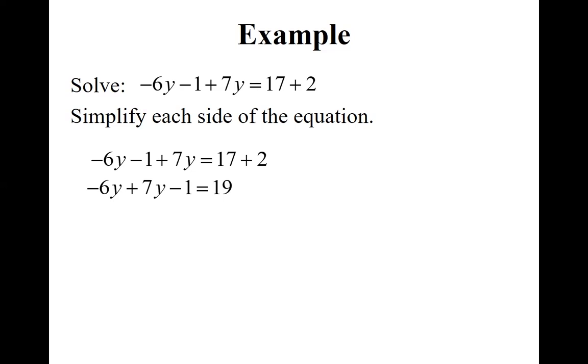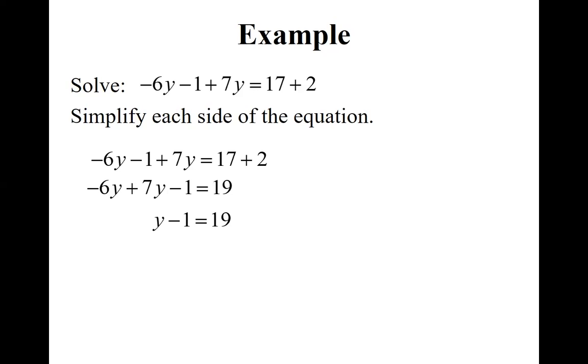Now, negative 6 plus 7 is positive 1. That means that negative 6y plus 7y is positive 1y. Negative 6 of them plus 7 of them is 1 of them. And 1y is just y. So we have y minus 1 equals 19.